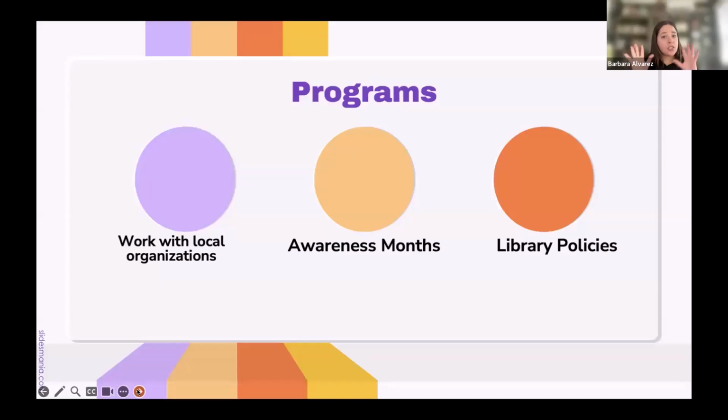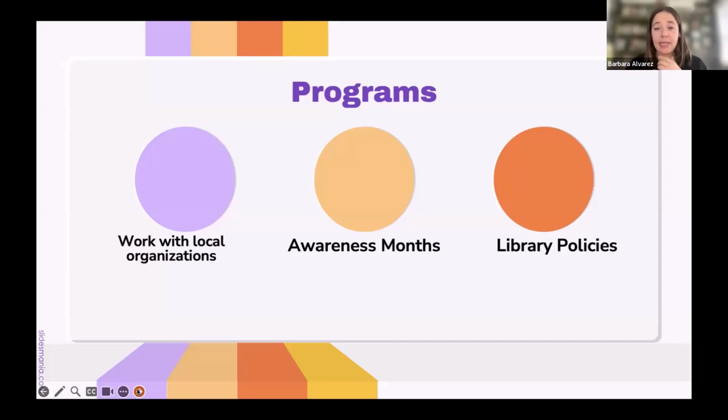For programs, this is a great way to activate your collection as well as your reference strategies. So again, letting people know that you have sexual and reproductive health information available at your library in the collection, as well as that people can ask this at the reference desk. You can develop programs for this. You can work with local organizations on this, whether it's Planned Parenthood, a family health center, a hospital, maybe a local expert, a university, a school system. Awareness months are a great time to do that.